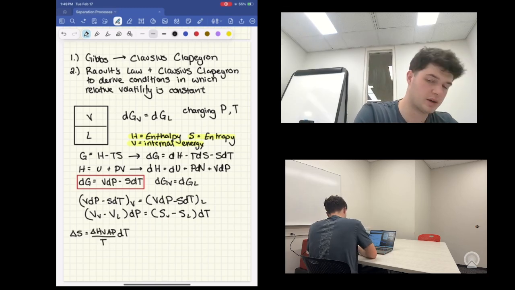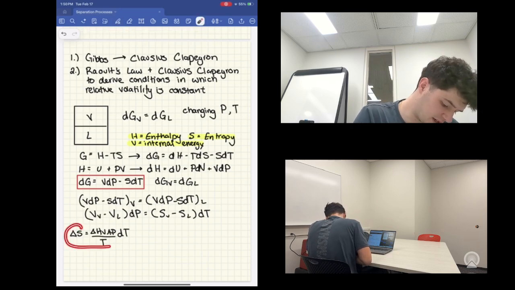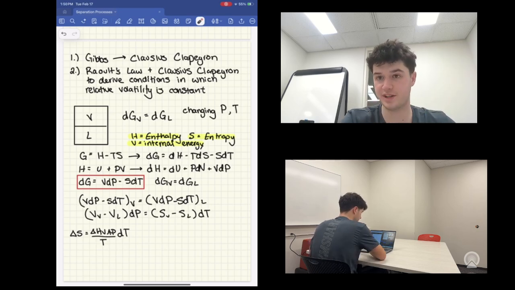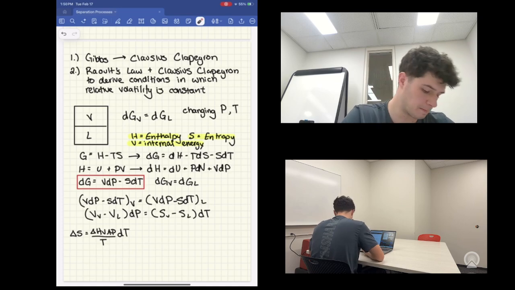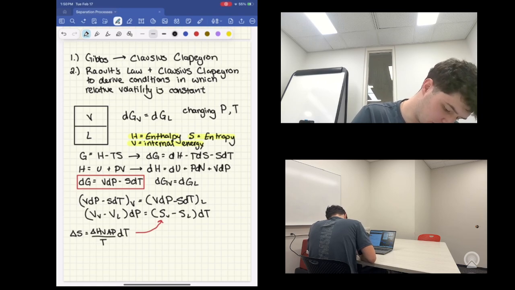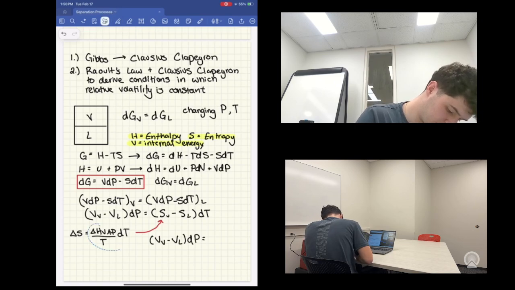So now we are just one more step from getting to the Clausius equation. As you can see here, delta S is equal to the delta H vap divided by the temperature, with respect to dT. And so as you can see here, we're actually able to plug that in right there, and you will be left with the equation: change in V dP equal to this.